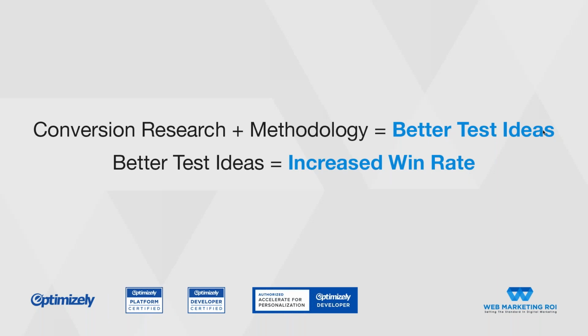But generally speaking, the best way to get a better win rate is to have better test ideas. And the best way to pick better test ideas is to have a very thorough conversion methodology, which we'll talk about ours shortly, and to have a very structured and thorough process for conversion research.